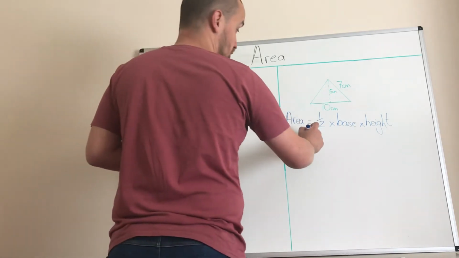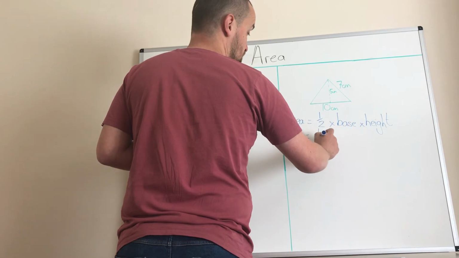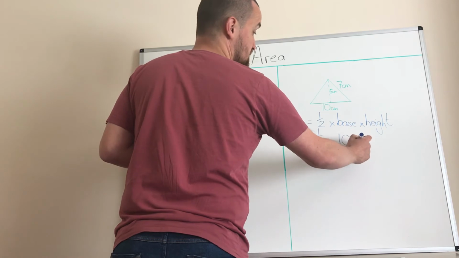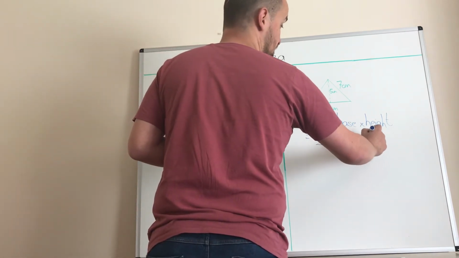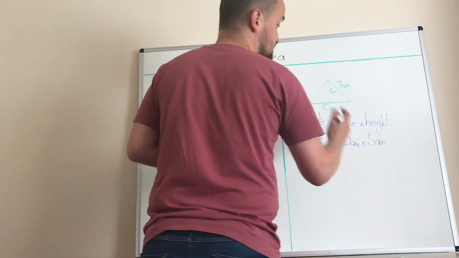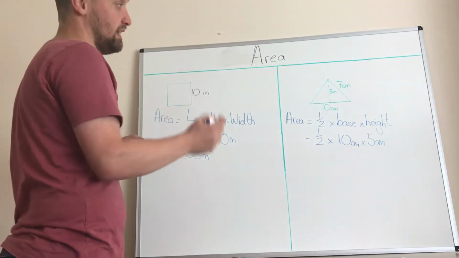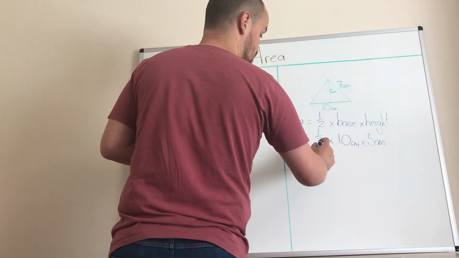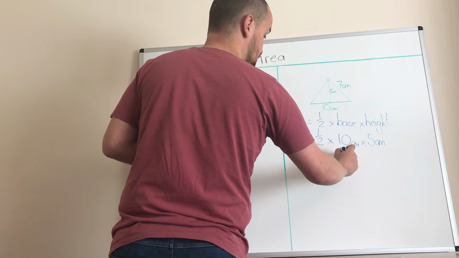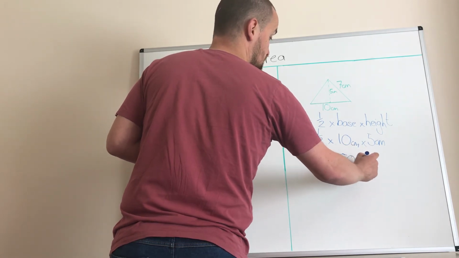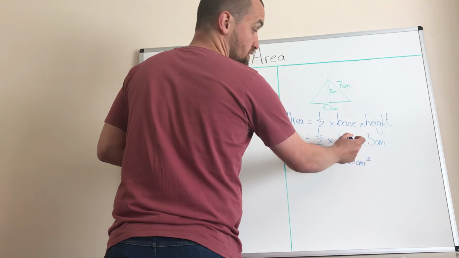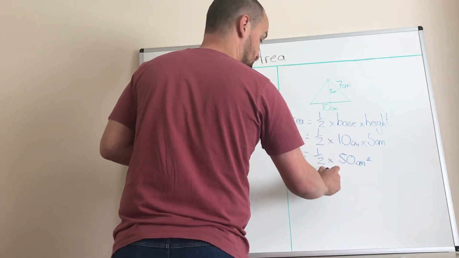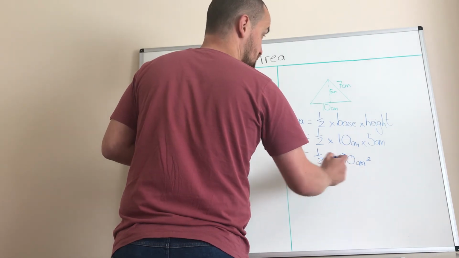So on this, we'd have a half times by 10, because that's our base, 10 centimeters, times by 5 centimeters, because that's our straight height. That's our perpendicular height, the height that goes from top to bottom. 10 times 5 is 50, so we've got a half times by 50, and it's squared, because you've got 2 lots of centimetres there, so don't forget your squared sign. So it's 25 centimetres squared.